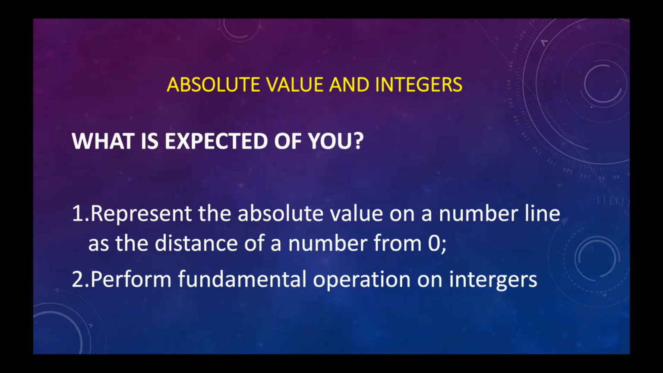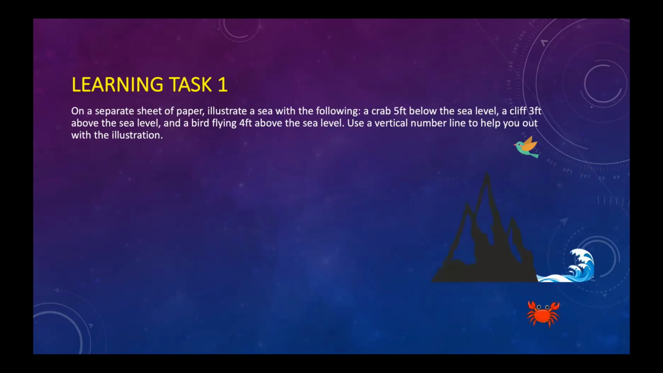Before we start, we need to go over one task. In this task, it says on a separate sheet of paper, you need to illustrate a sea with the following: a crab, which is 5 feet below the sea level; a cliff, which is 3 feet above the sea level; and a bird flying 4 feet above the sea level. Use the vertical line to help you out with the illustration.